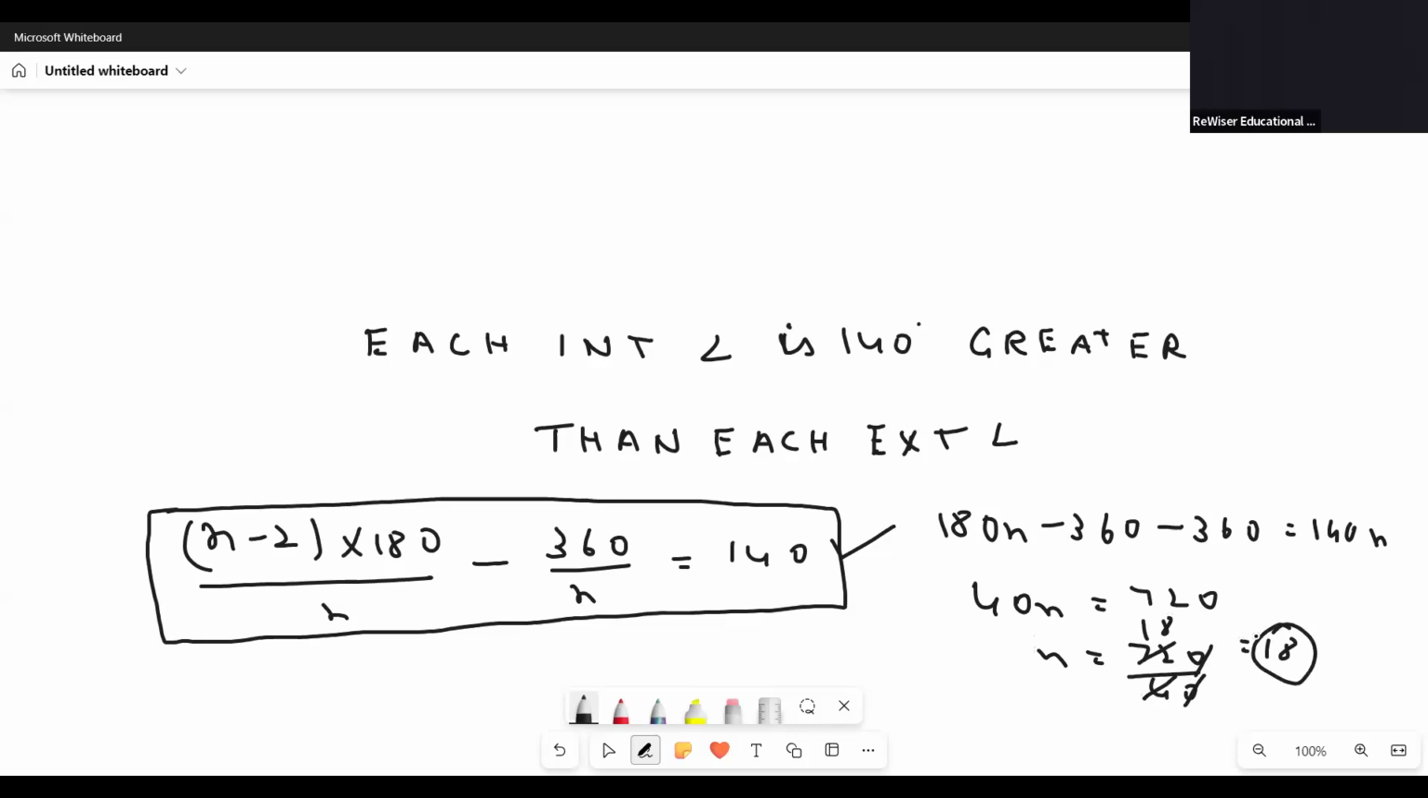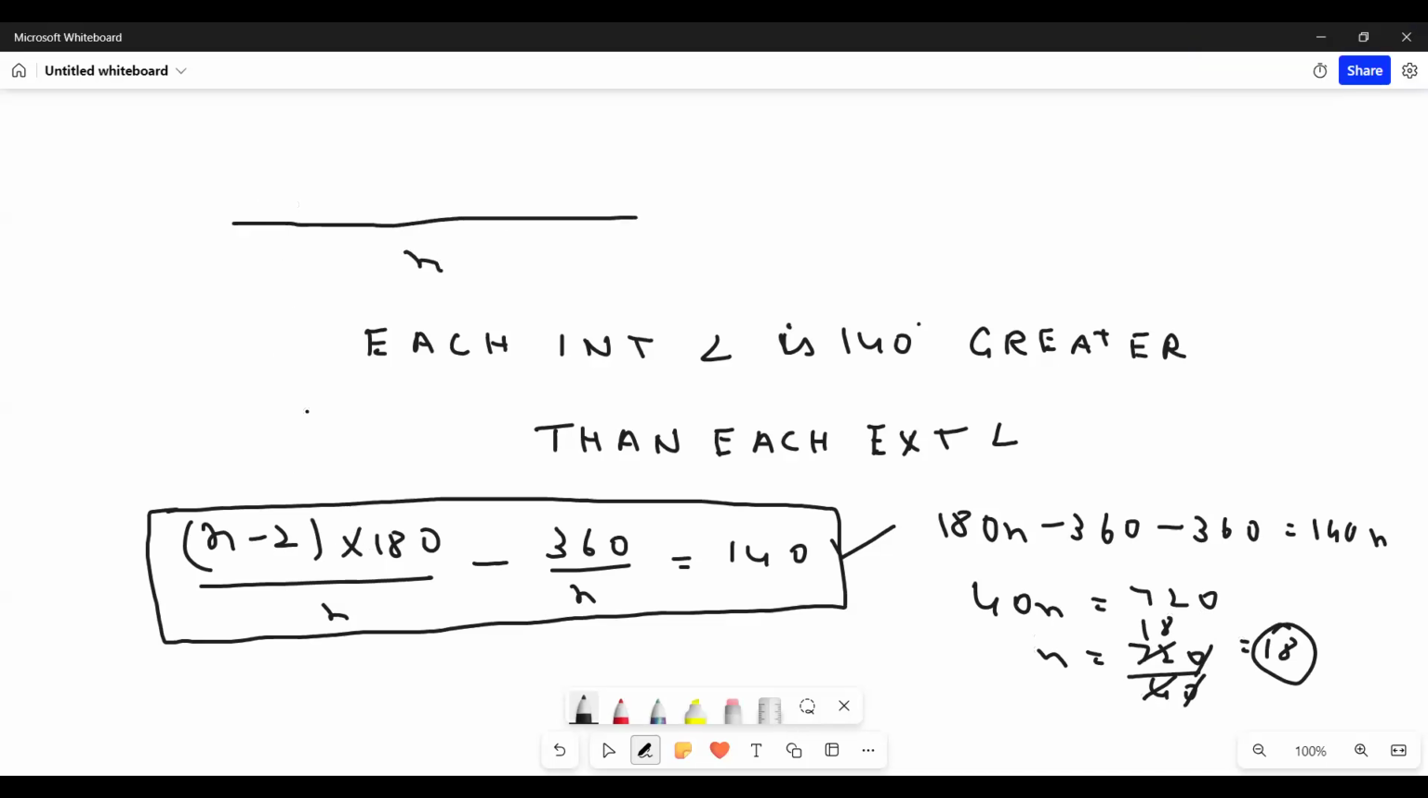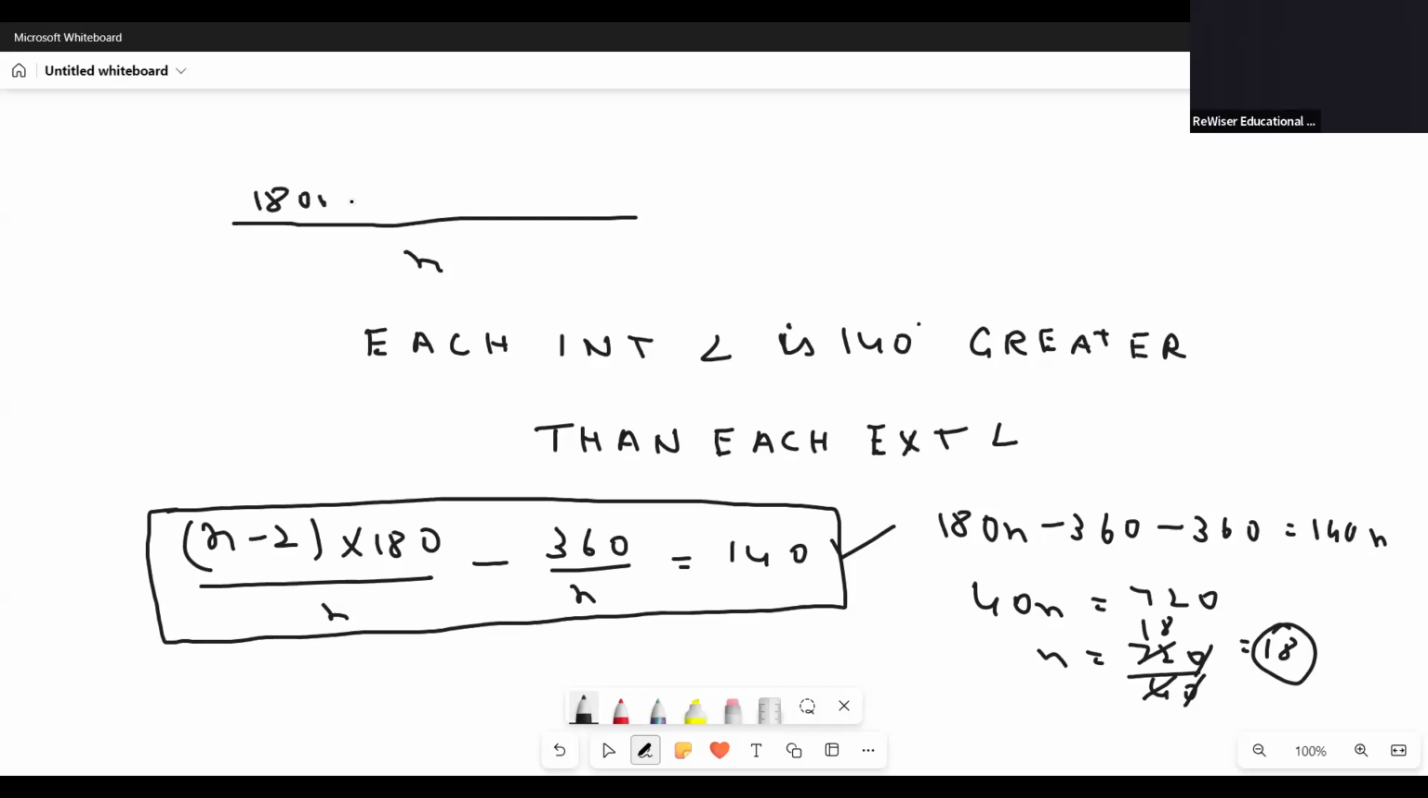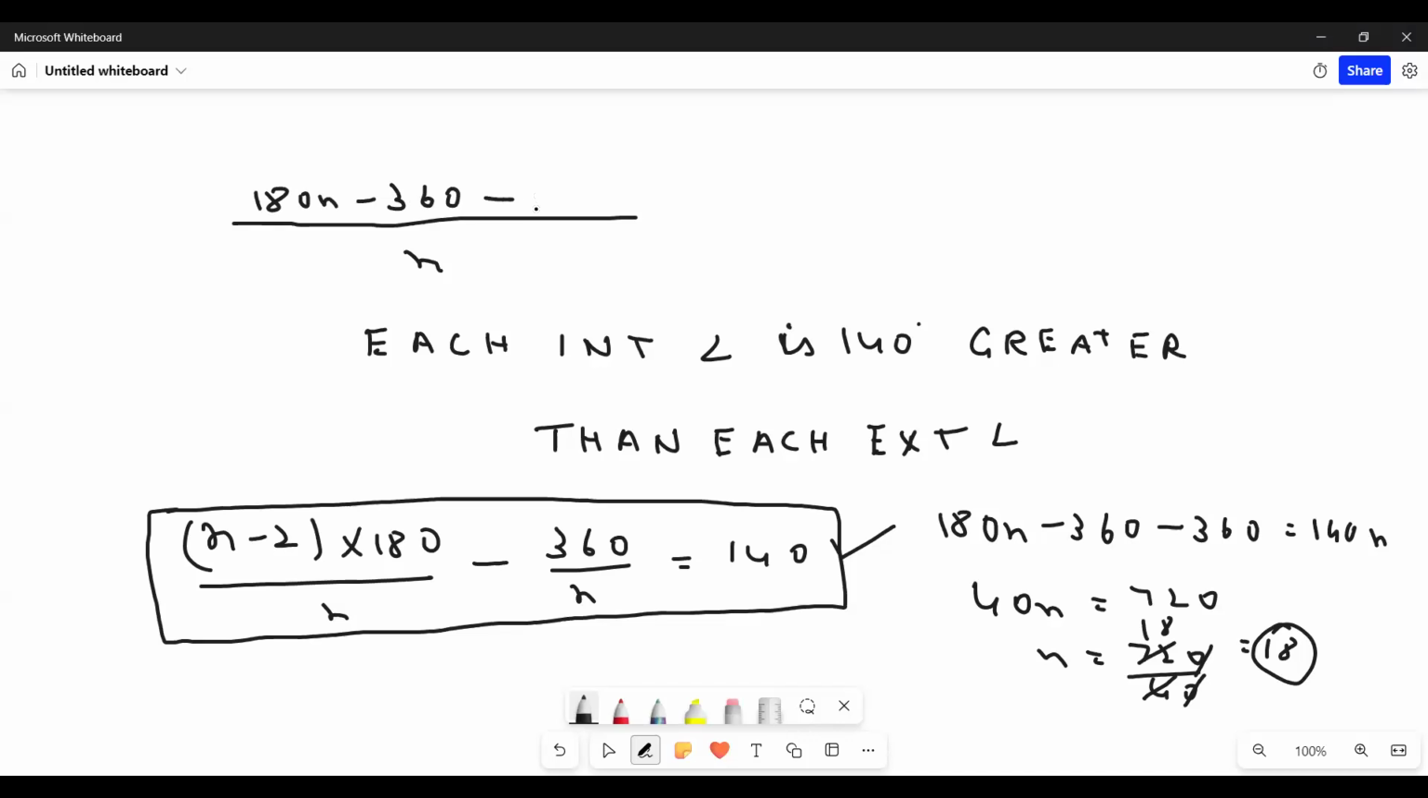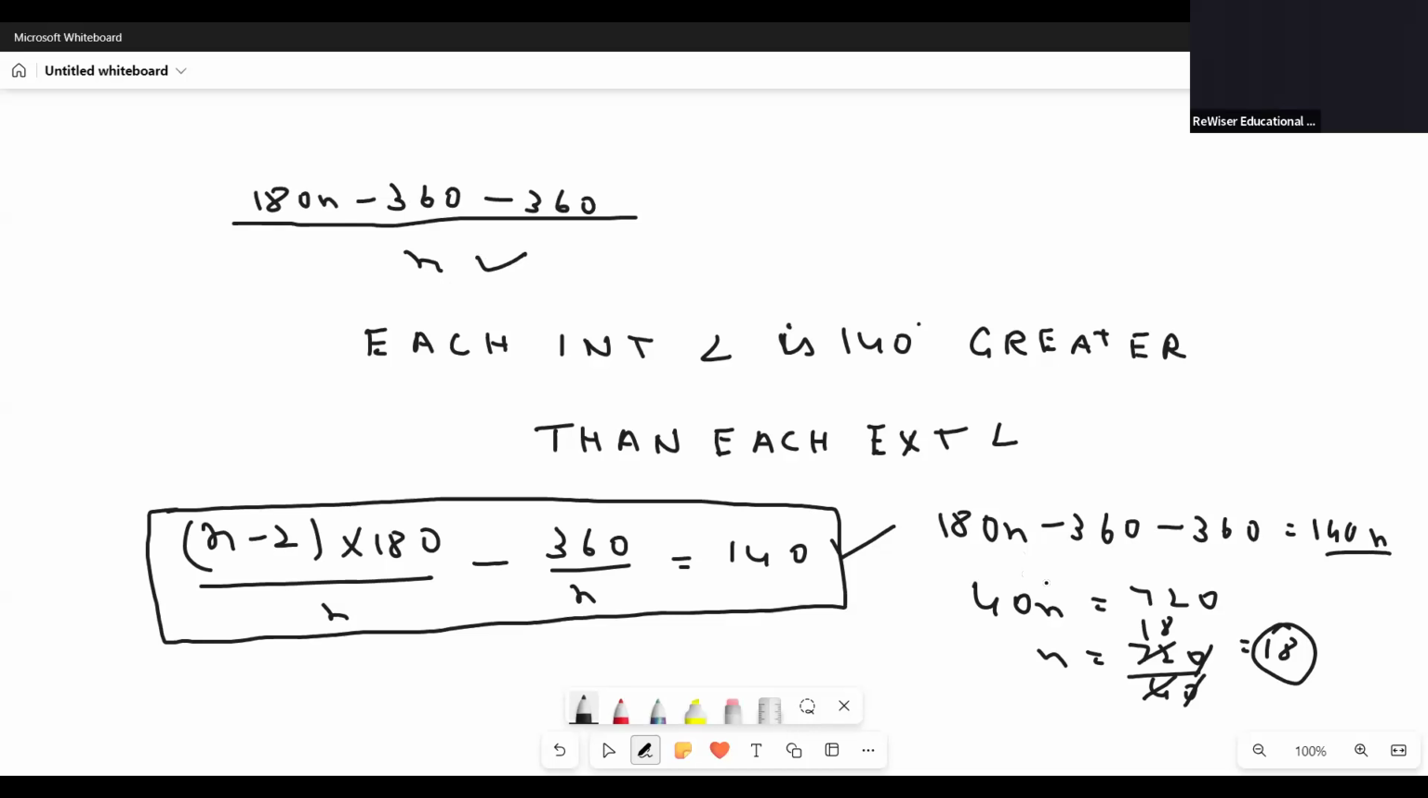Now understood? Yes. Perfectly understood, Levin. Any doubts here? See, in the fraction, below n, I just cross multiplied. So if I take an LCM, it's n, right? If I open the bracket here, that's 180n minus 360, right? So I simply skip this step of cross multiplying. Will it become n square or just n? Don't you multiply both numbers below?